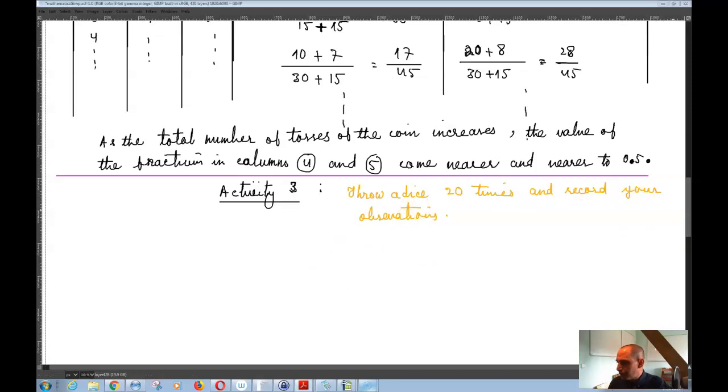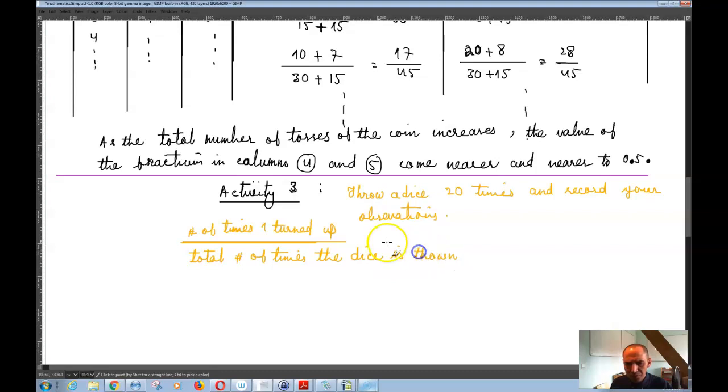And if you record your numbers in a table, for example, if you take this ratio of the number of times 1 turned up divided by the total number of times the dice is thrown, and again, if you do the same kind of thing, for example, the number of times 2 turned up divided by the total number of times the dice is thrown, and so on and so forth, all the way up to 6.